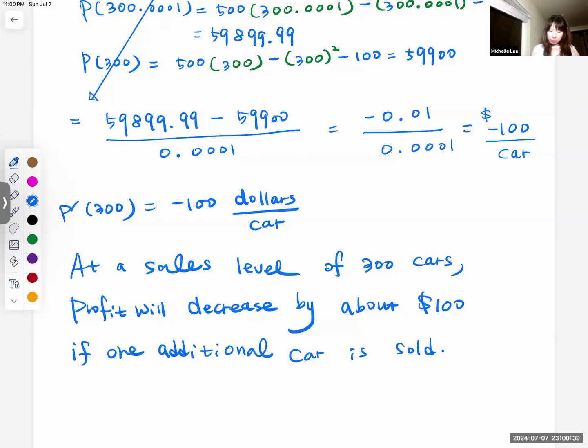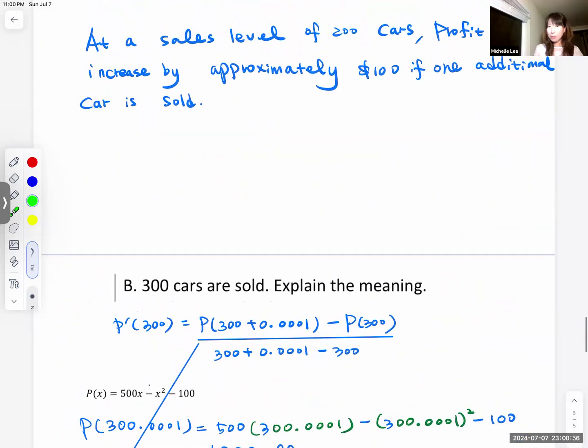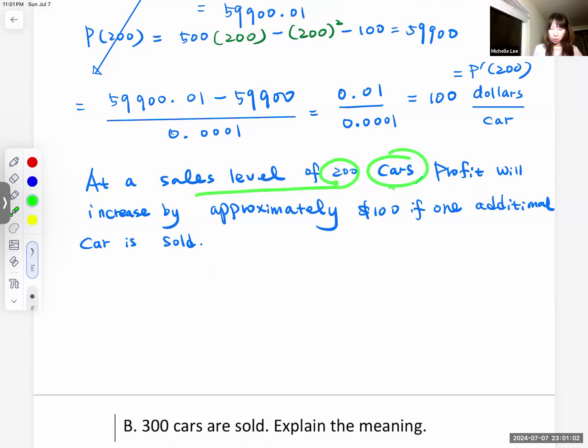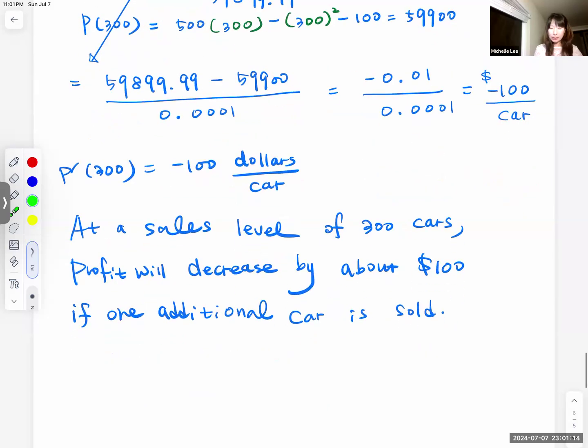Okay, so in that case, if they sell 300 cars, profit decreases by $100. They're losing money, right? So it seems like they have two different types of cars. So for this car, if they sell 200, then they gain $100 profit if one additional car is sold. For the other car type, if they sell 300 cars, then they are losing money.